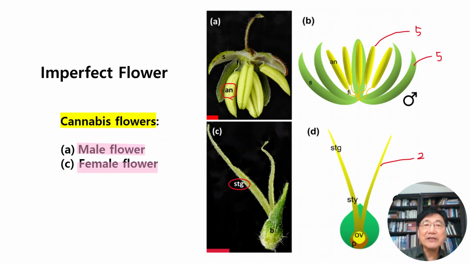An incomplete flower is missing one or more of these 4 flower parts. In the case of the cannabis flower, it is missing petals and either the pistil or the stamen. Male flowers have sepals and stamens, while female flowers consist of one pistil enclosed by a bract, because it is a wind-pollinated flower.